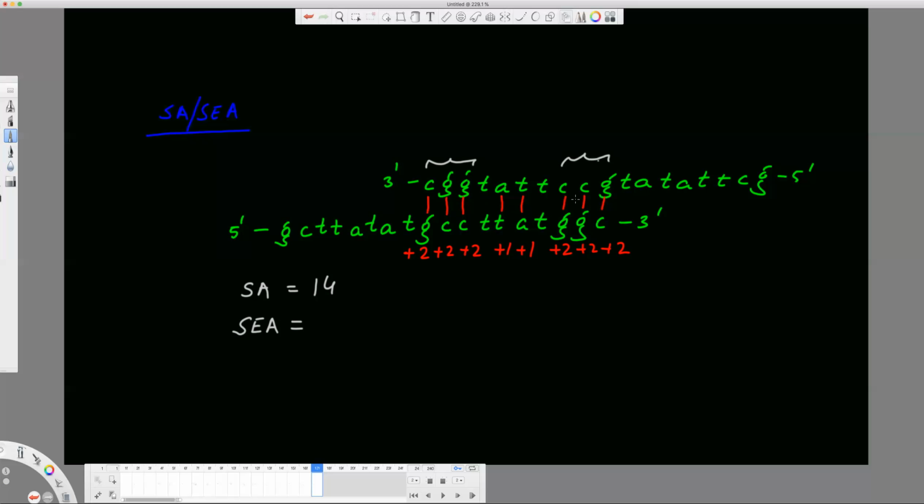If you're scoring this one, this is getting scored automatically, right? Now, the score is actually 6, right? It's just 6. So my SEA score is just 6. You don't have to actually repeat it for both of them.